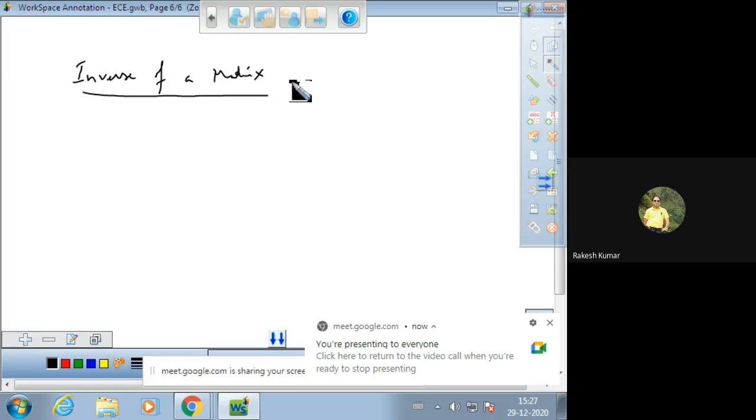Inverse of a matrix by using Gauss Jordan method. We have to apply Gauss Jordan method.